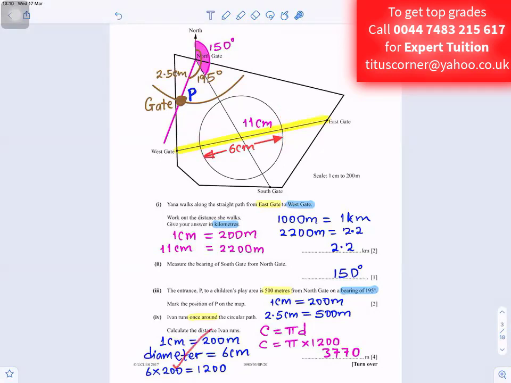So 6 times 200 gives you 1,200. So circumference is pi times 1,200, which will give you 3,770 meters.